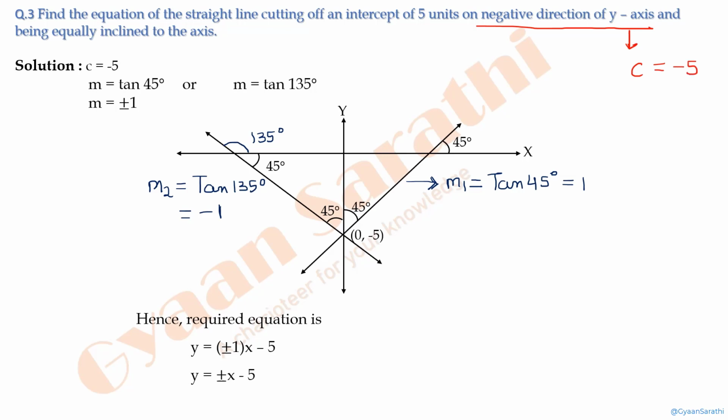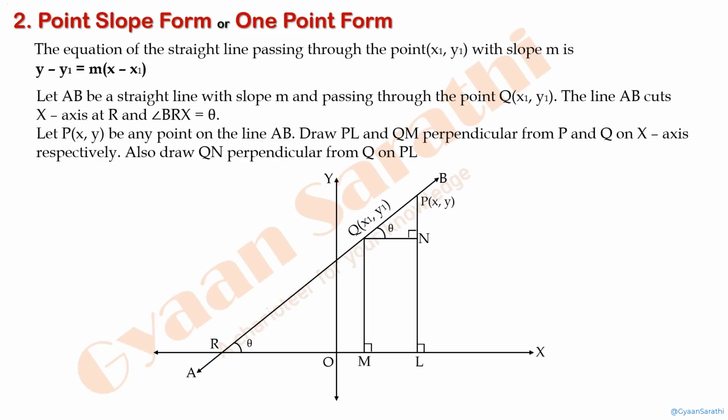Now using the slope-intercept form, that is y is equal to mx plus c, I can write the equation of the line as y is equal to plus minus 1 into x minus 5, and hence our equation would be y is equal to plus minus x minus 5. I hope you understood this solution. Let's move ahead. Now we have the point-slope form, or one-point form.